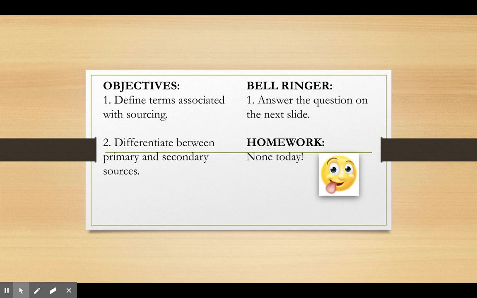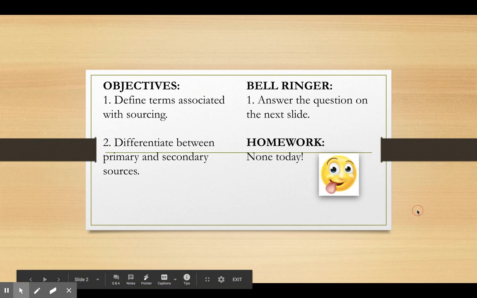So hopefully you've got your split screen up, you've got this presentation playing on one side, and you've got your workbook open on the other. I'd like you to go to page 12, slide 12 in your workbook. No homework, yay. All right, so everybody should be on slide 12. Let's get this party started, shall we?